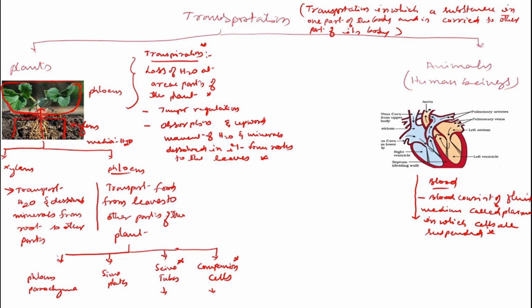Now what is the function of this plasma? Plasma transports food, carbon dioxide and nitrogenous waste. And oxygen is carried by the RBC.